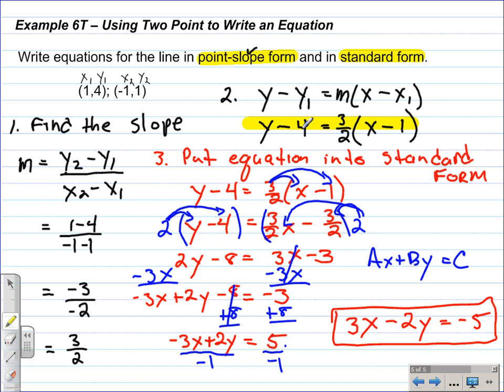This by far is probably the hardest example you've done all year, where we've taken 2 points and written the equation in point slope form and in standard form. So here's our one answer, the equation in point slope form, and here's the other answer, the equation in standard form.